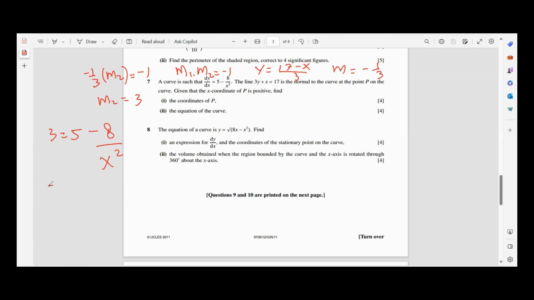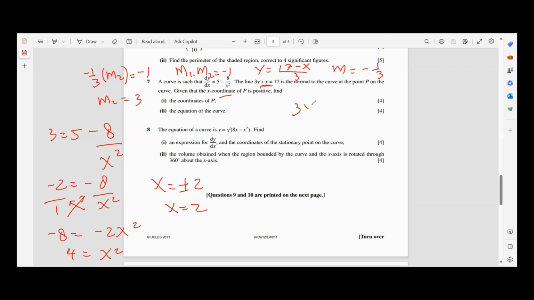So I will move the 5, it becomes minus 2 equals minus 8 over x squared. Then I do cross multiply. Minus 8 equals minus 2x squared. So 4 equals x squared. So x equals plus or minus 2. Let's say the x coordinate is positive, so x equals 2. And then we can find the y by substituting into here. So 3y plus 2 equals 17. So 3y equals 15, y equals 5. So we have the coordinate of P is (2, 5).